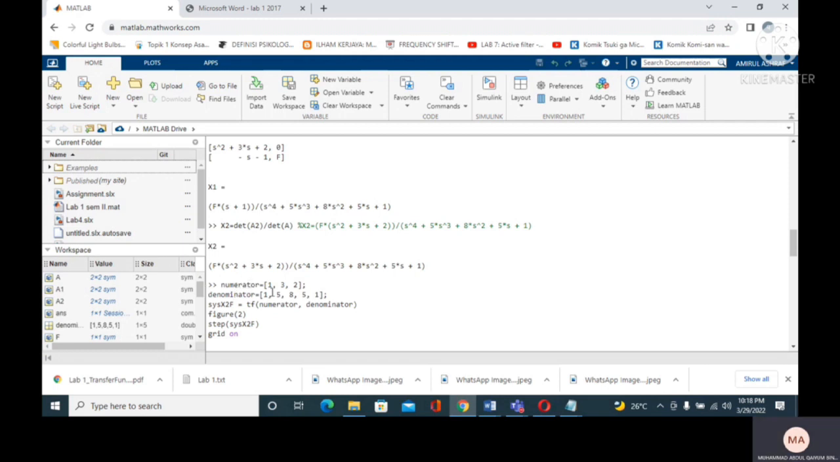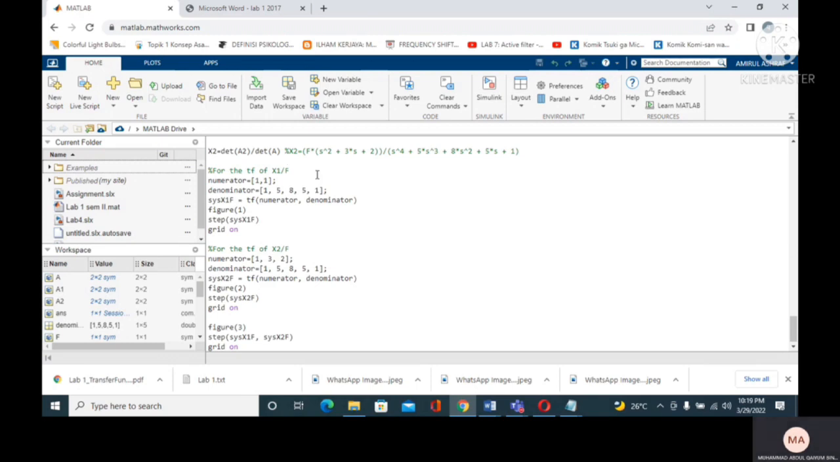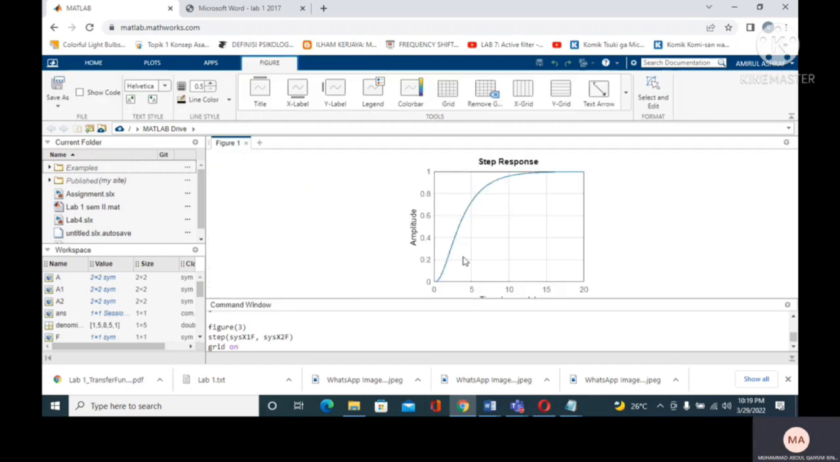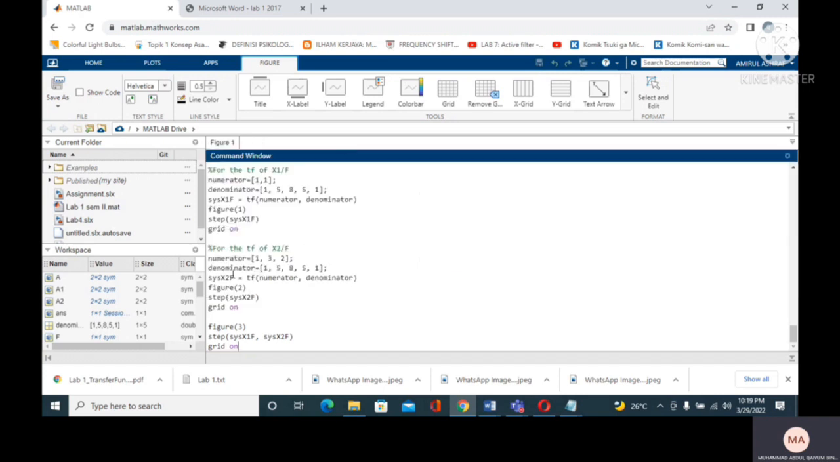Then we want to plot the graph, so we use this coding. I'm sorry, that is for figure 2. This one first. So this is the graph for the s1. And then for the x2, we run this coding to get the graph, the step response.